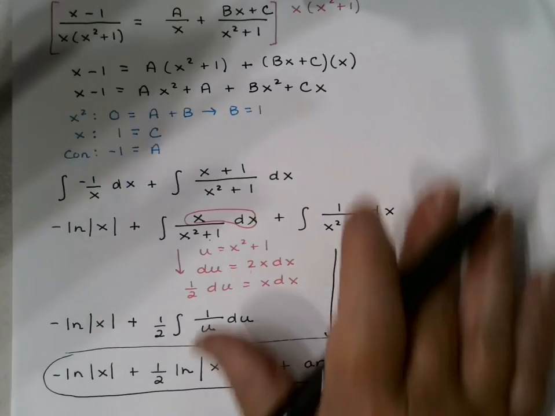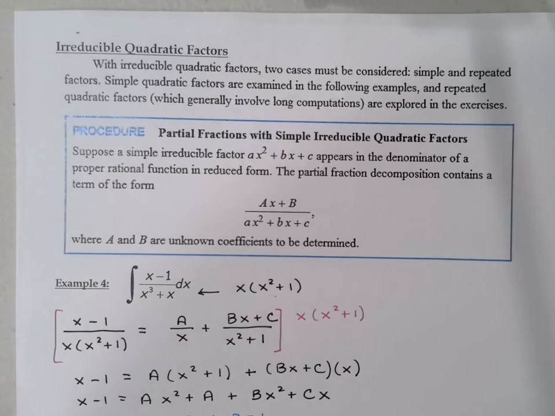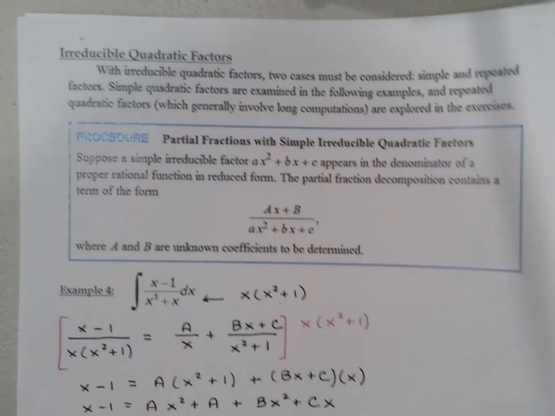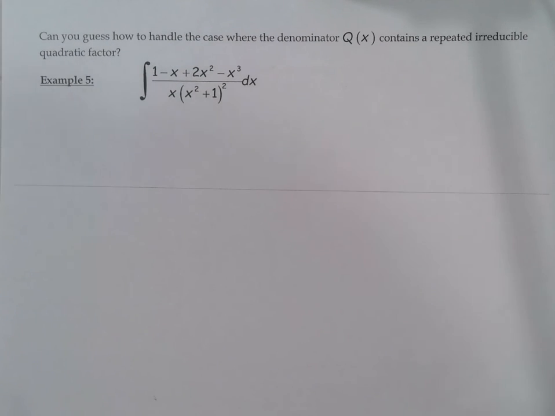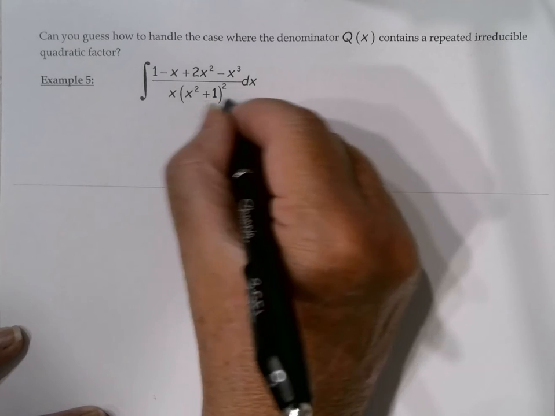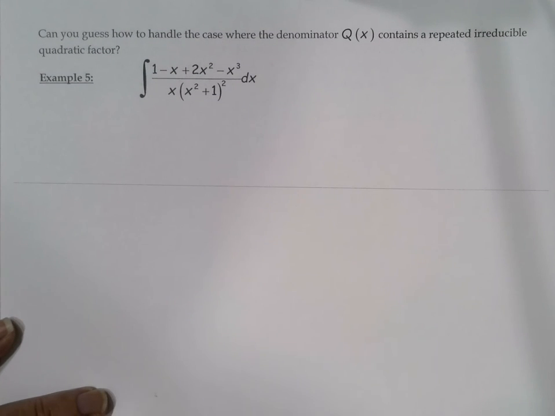All right, one last example, but fair warning, it's a little bit of a doozy. A repeated quadratic factor. Okay, so here we go. The denominator here was very kindly already factored for us, so all we have to do is set up our partial fractions.